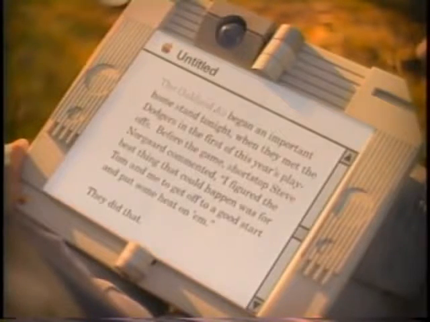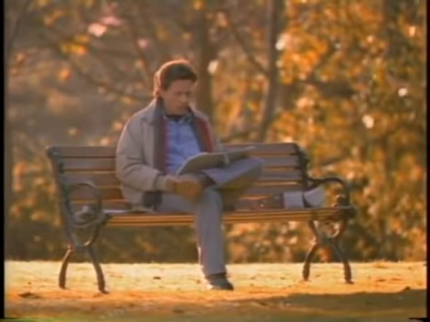The Oakland A's begin an important homestand tonight.